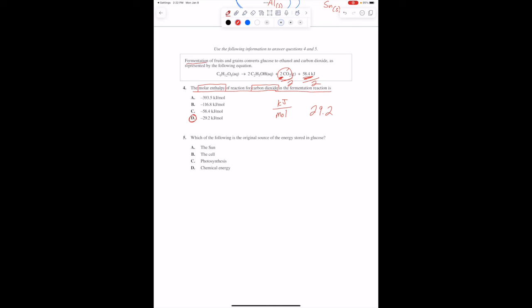Oh, look at this one. It's my favorite question of all. Well, actually, it's actually boring. Which of the following is the original source of energy stored in glucose? Okay, well, it's photosynthesis, right? But the answer on this question is always the sun. Yes, it happens in a cell. Yes, it happens because of photosynthesis. Yes, chemical energy from the sun gets stored in the molecule. But the original source, it all comes from the sun. Perfect. Two quick questions. All right, let's keep going.